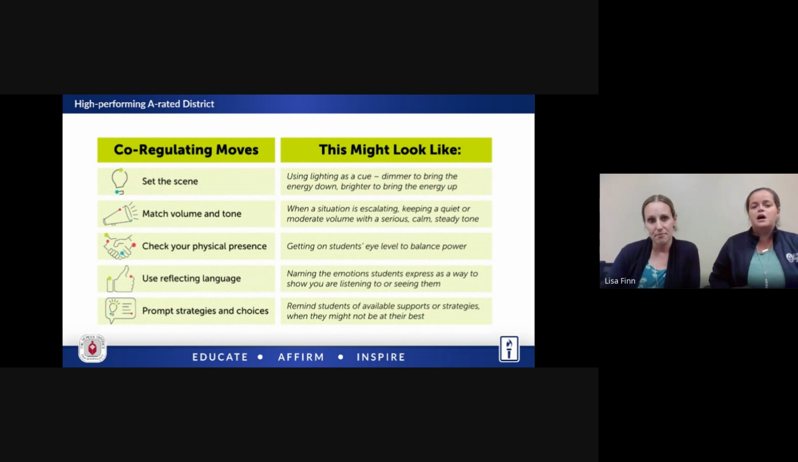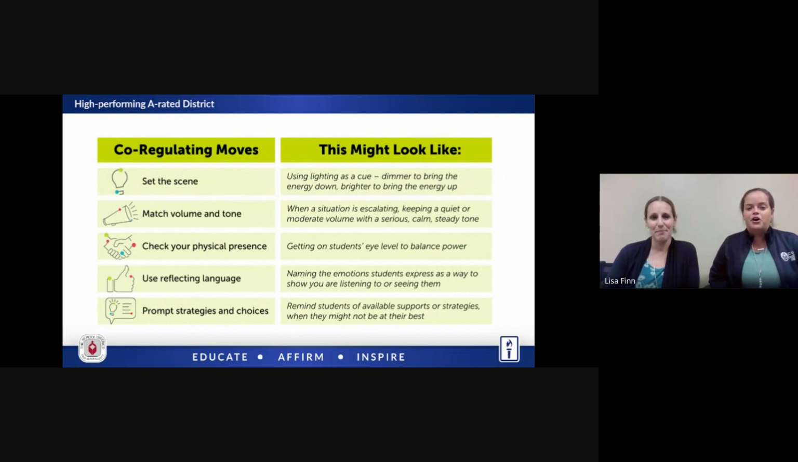Absolutely. So when we talk about co-regulating, what are some things I can do? How can I assist a student through this? This is just a few of many things that you can do with your students. It talks about setting the scene, maybe using lighting as a cue. So if you see energy getting high, bring the lighting down, give them the ability to see, okay, when it gets a little bit lighter, calmer, quieter, right?